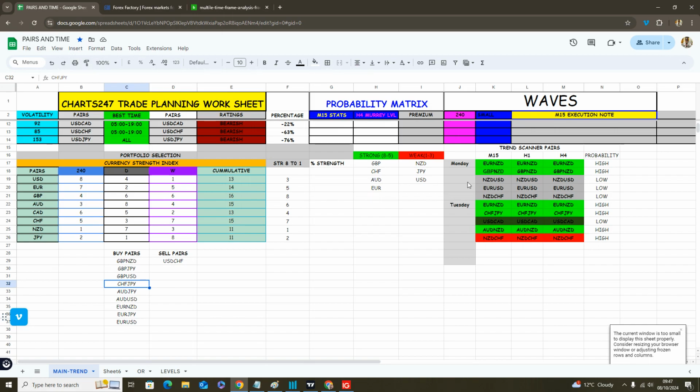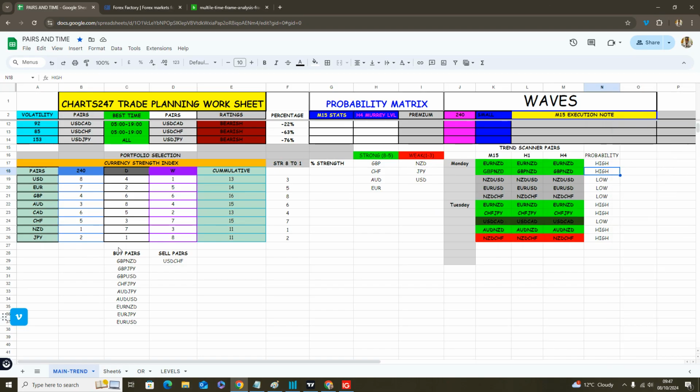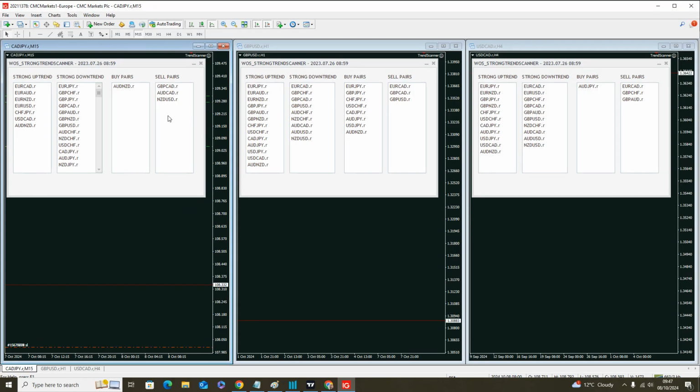So we add the pairs for yesterday, and the Euro New Zealand and the Pound New Zealand are the only high probability pairs. What we do is our portfolio selection on Sunday. That gives us this currency strength cumulative number, and we rank them. Then we have the strong pairs of Pound, Swiss, Aussie, Euro, and weak pairs of New Zealand, JPY, and the US dollar. So running the scanner, we want to see if it's an uptrend or a strong pair. We want to see it present on the 15 minutes, the 1 hour, and the 4 hour chart.